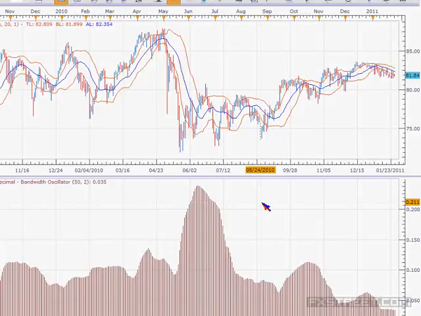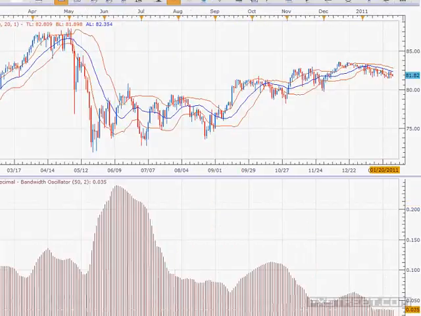Where does the 50 come into play? Well, the 50 is a very popular moving average. You'll hear about a lot of people using the 50-period simple moving average on their charts. And so that's why I like to use it on the Bollinger Bands for 2 reasons. Number one is that it's incorporating 50 days worth of data.